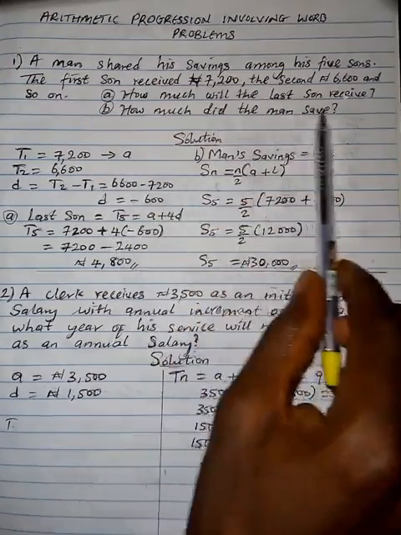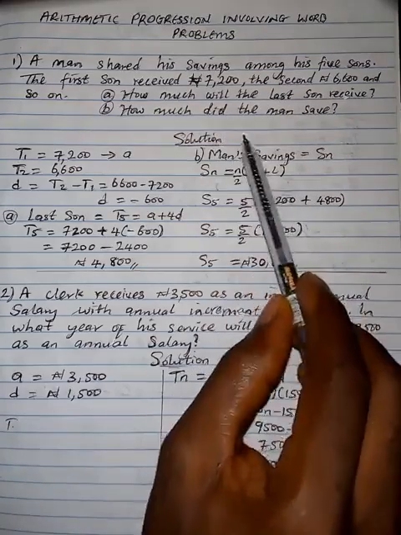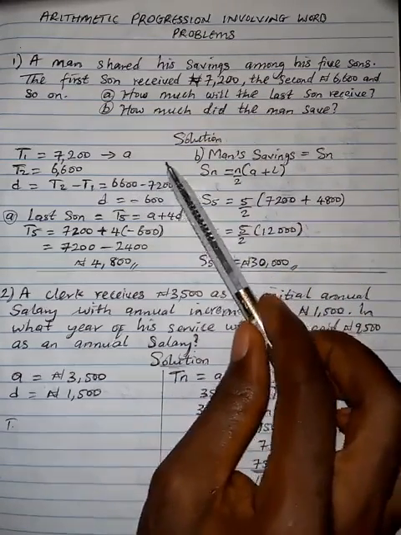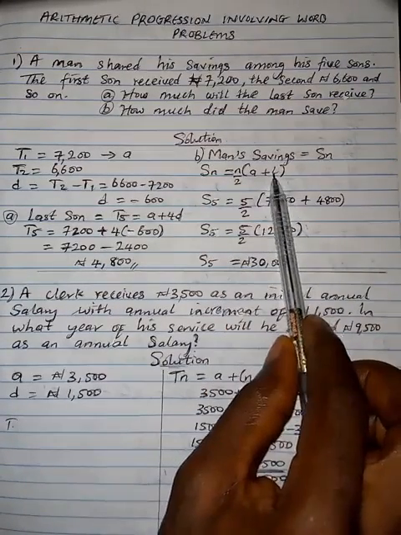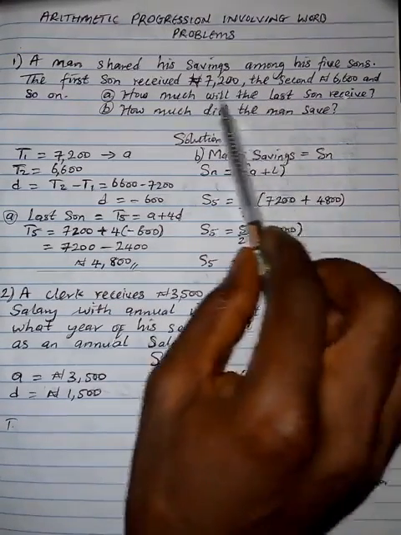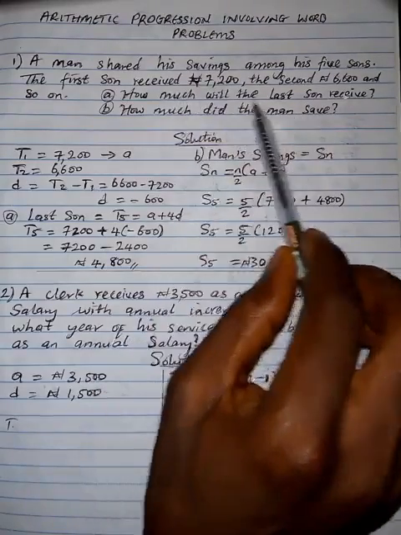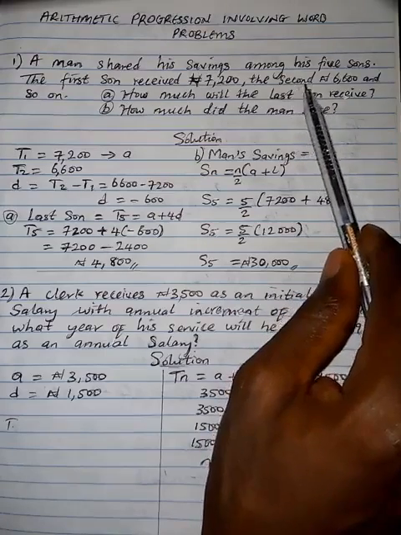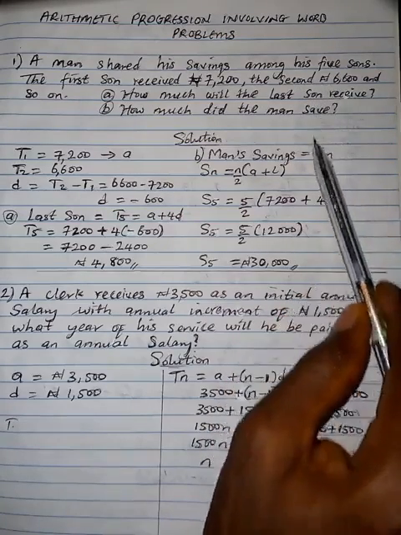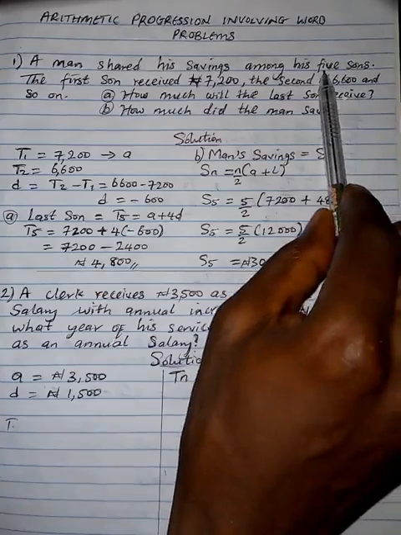Now, for the last son, we might want to deal with the L formula of the sum of GP, but the sum of AP, just like this L formula. For this very question, it has nothing to do with this L. Now, it asks how much the last son will get. Of course, we can easily determine what the last son has without the sum. Now, the last son is the fifth person.